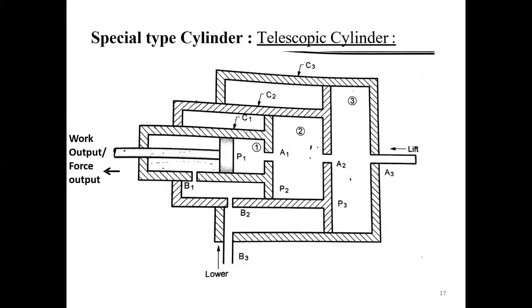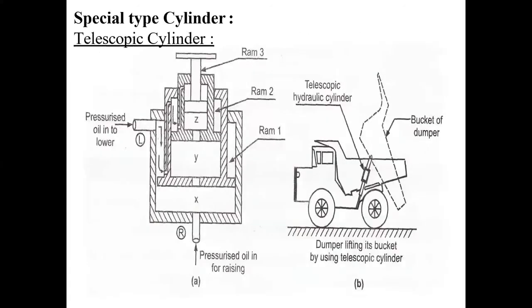Again, this is an important concept. This is the telescopic cylinder. In telescopic cylinder, more than two cylinders are mounted one inside another, and when we apply high pressure hydraulic oil, then these cylinders come out one by one. This type of cylinder, telescopic cylinder, we are going to use mostly in cranes and dumper lifting.